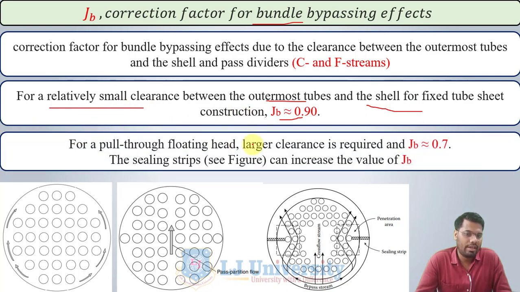And for pull through floating head, larger clearance is required. JB would be nearly 0.7. The sealing strip can increase the value of JB.